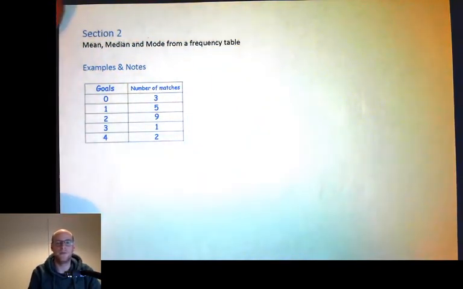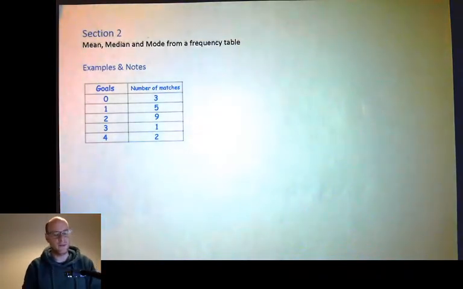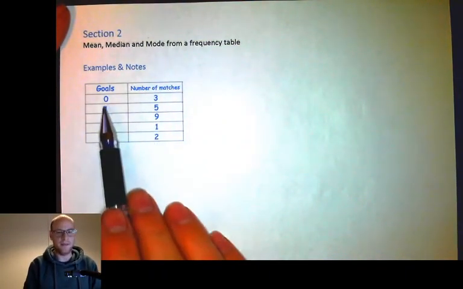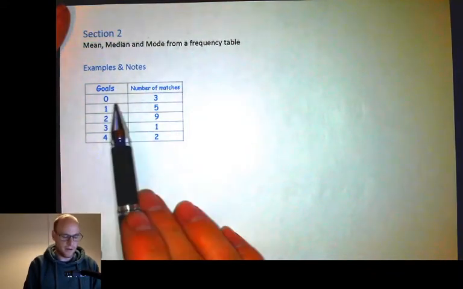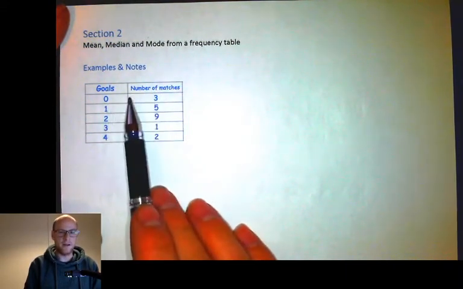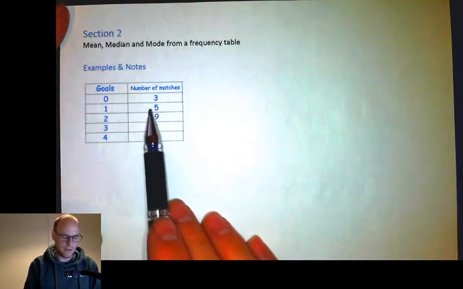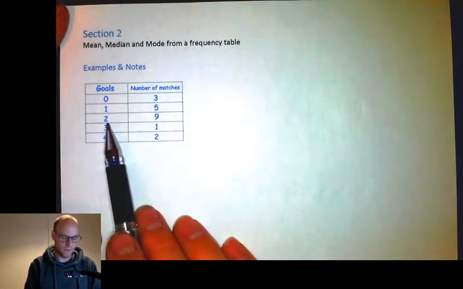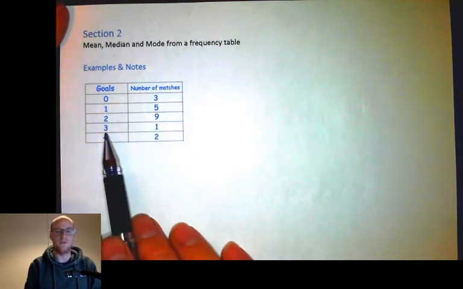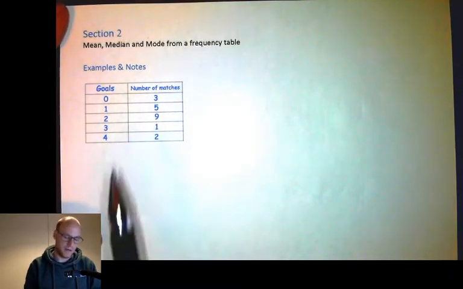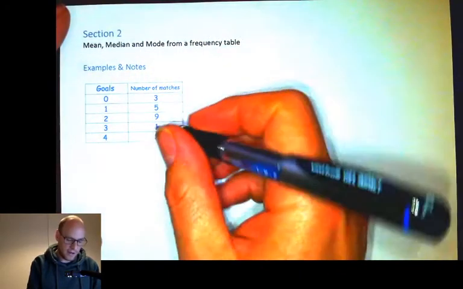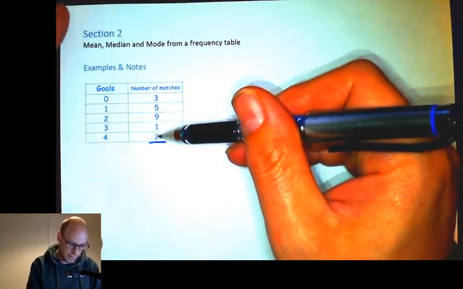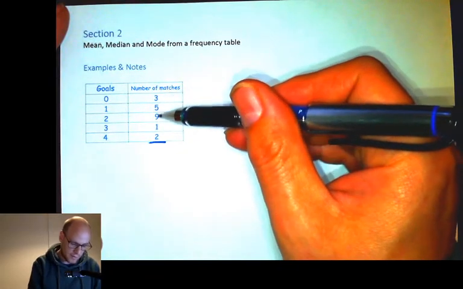Now, first of all, let's just make sure we understand what a frequency table is. So this column here is the frequency, and this is the data. So there are 3 zeros in our data. There are 5 ones, 9 twos, 1 three, and 2 fours. So actually, we could easily find out how many bits of data there are. So that's 1, 2, 3, 6, 15, 20.